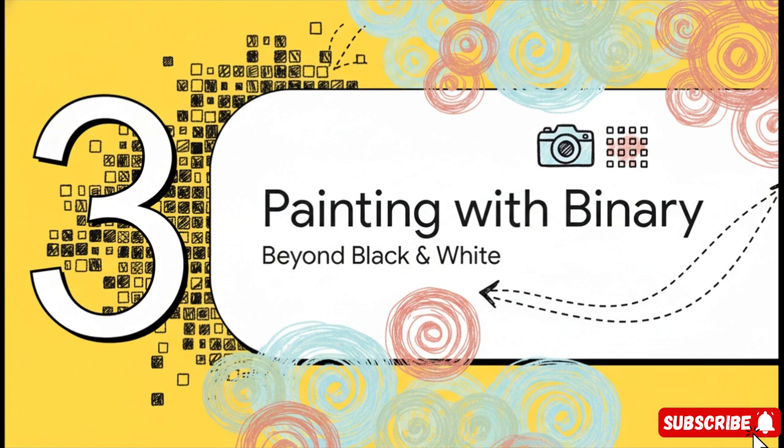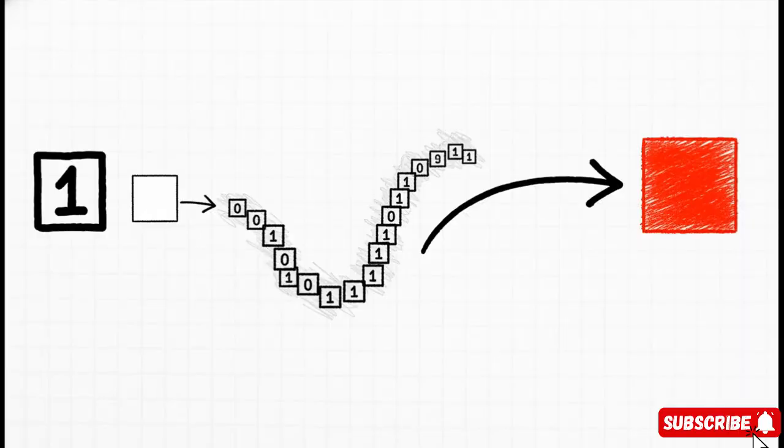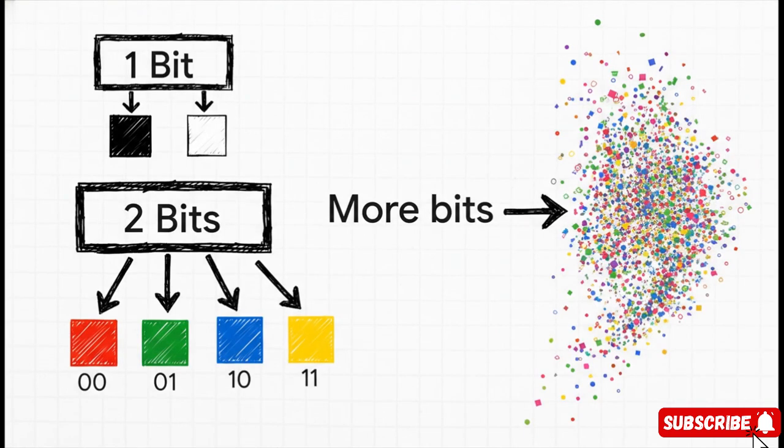Well, to do that, we need to expand the computer's vocabulary beyond just a single 0 and a single 1. The solution is to give each pixel a more complex instruction. So instead of just one digit, the computer uses a longer string of them. Each individual 1 or 0 in that string is called a bit, which, fun fact, is just short for binary digit. And this is where it gets really, really cool. Just look at how the possibilities explode. With one bit, you get two options, black or white.